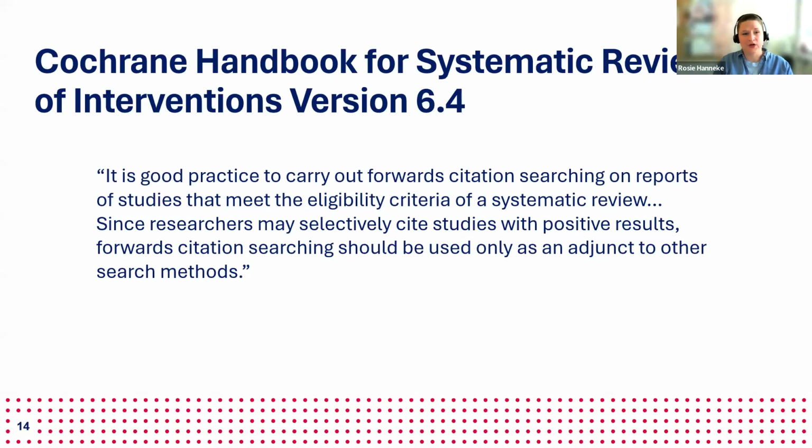In the Cochrane Handbook, they say that it's good practice to carry out forward citation searching on reports of studies that meet the eligibility criteria. So that would be the studies that you've included in your review. Another advantage of doing this that I haven't mentioned is that it helps combat publication bias or reporting bias, and forward citation searching will be a supplement to the database searches.